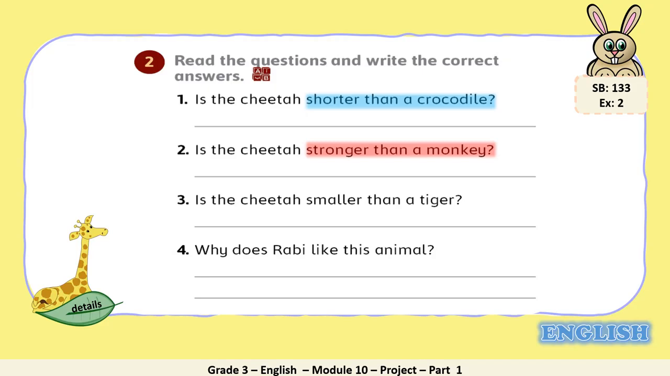Question number 3, is the cheetah smaller than a tiger? Can you tell me what animal we are comparing the cheetahs to? Excellent, tigers. So the key words are smaller than a tiger. Question number 4, why does Rabia like this animal? The key words here are why and Rabia likes this animal. We need to be looking for a reason.